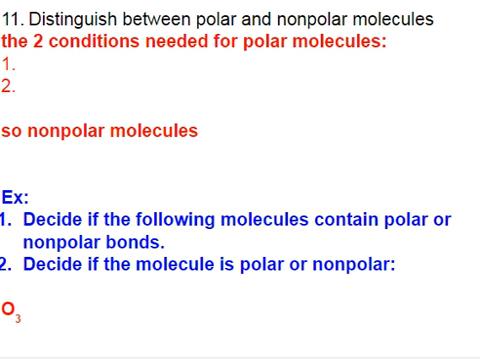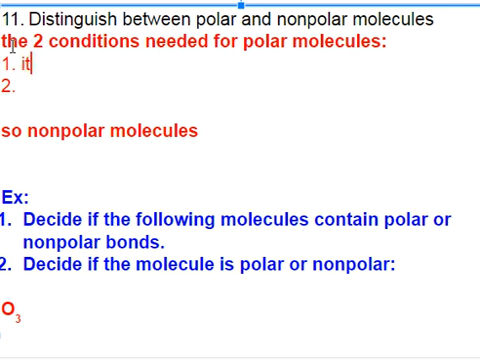So number 11 says distinguish between polar and nonpolar molecules. Well, there's two conditions that are true for all polar molecules. What has to be true about their bonds? They have to be polar. Yeah, they have to be between different atoms. If you don't have polar bonds, you don't have a positive and negative end. Polar bonds can create polar molecules, but they don't always. So one condition is it must have polar bonds. By it, I mean the molecule.